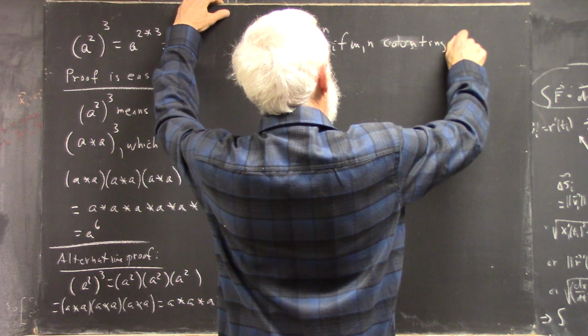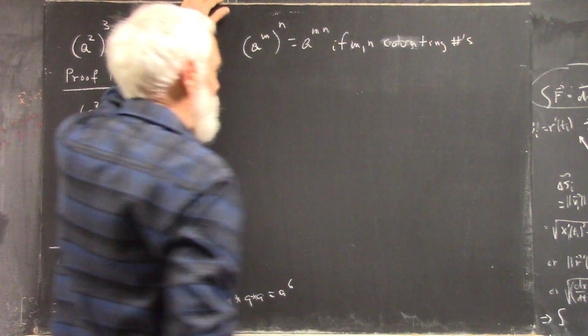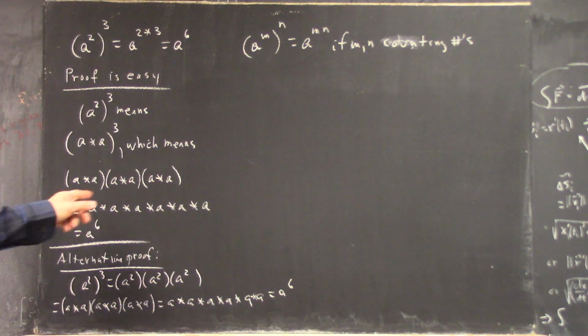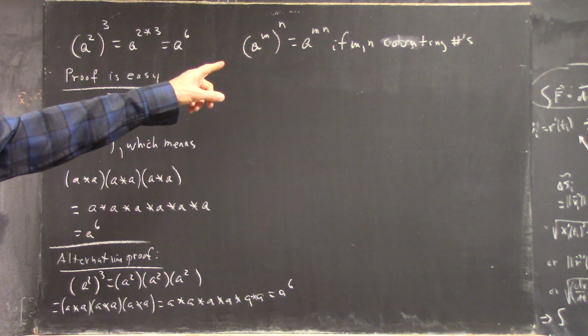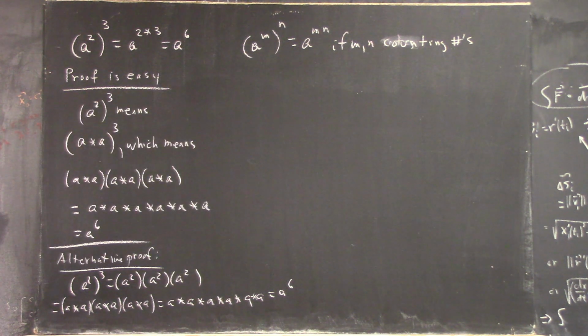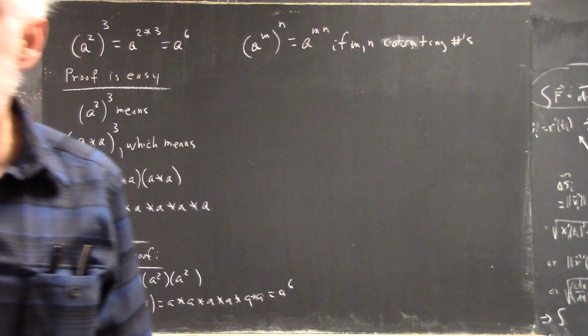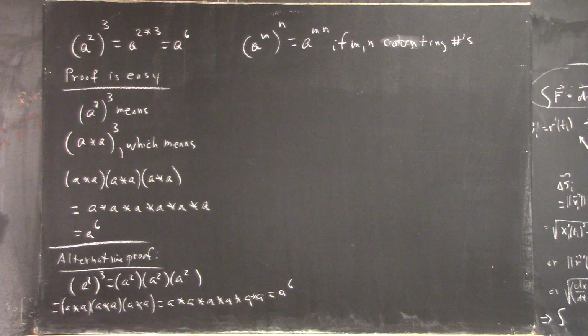And really, at this point, we can only say that for counting numbers, because this proof works as long as you have counting numbers. Now, what are the counting numbers? Give me a number that you might use to count something. 2. Yeah, 2 hands, 2 eyes. Okay?